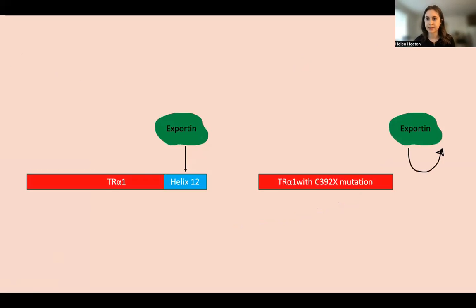Now, the C392X mutation that I mentioned is missing a part at the end of the protein that is believed to interact with exportins. So if in a normal protein, the exportin can attach to this helix 12 region and help it leave the nucleus, in this mutant, the C392X mutant, it can't interact with exportins, and thus we think, or I hypothesized initially, it wouldn't be able to interact with exportins and leave the nucleus properly. That meant that if I put my mutant and an exportin in a cell together, we would end up really with more of the mutant in the nucleus than we would otherwise expect, because it can't interact with the exportin to leave the nucleus.